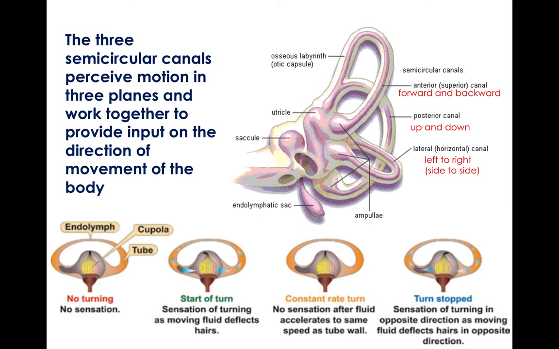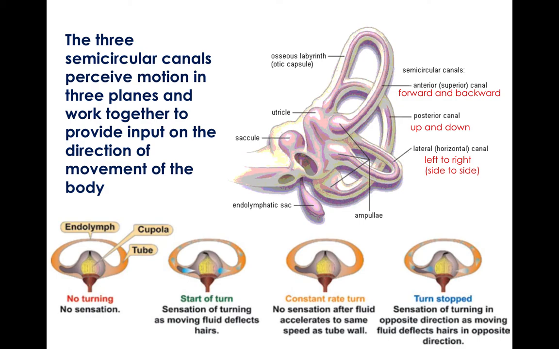For this slide, there's not a lot here for you. It's just one thing. 3 semicircular canals perceive motion in 3 planes, work together, and provide input on the direction of the movement. And actually, it's the 6 semicircular canals that do that together. But again, we're not going to be looking at this any further.